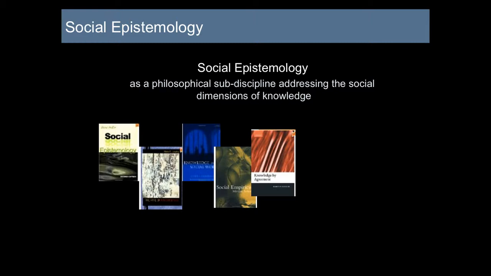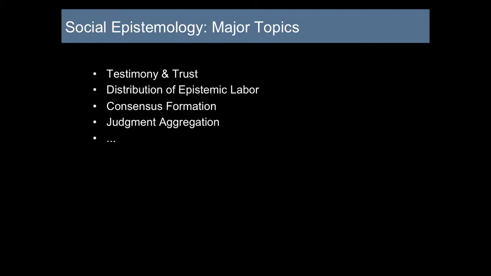It is a philosophical subdiscipline which addresses the social dimensions of knowledge, and here you can see some of the book covers of some of the most prominent participants in the discourse on social epistemology, such as Alvin Goldman, Helen Longino, or Martin Kusch. Classical topics within the realm of social epistemology are testimony and trust, distribution of epistemic labor, consensus formation, judgment aggregation, etc. In the following, I want to briefly introduce you to the topic of testimony and trust and what this means in social epistemology, in order to show you afterwards how this needs to be reconsidered if we want to think about knowledge practices as not only social but socio-technical.